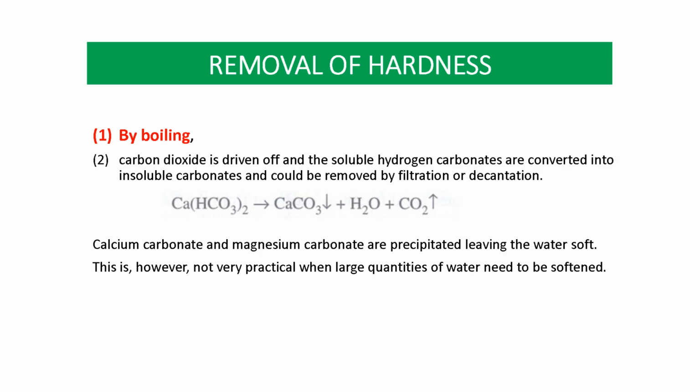So in this reaction calcium or magnesium carbonate will precipitate. You can see in this reaction there is an arrow pointed downwards. That means calcium carbonate precipitate is here. So they are precipitated, leaving the water soft. However, it is not very practical when large quantities of water need to be softened. So I have told you earlier, it is not a practical method when we have to purify a large quantity of water. So this method can't be used. By boiling we can remove the hardness, but we can't remove the hardness in large quantities. So this method is not practical.